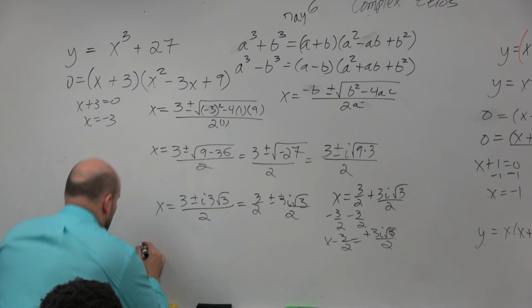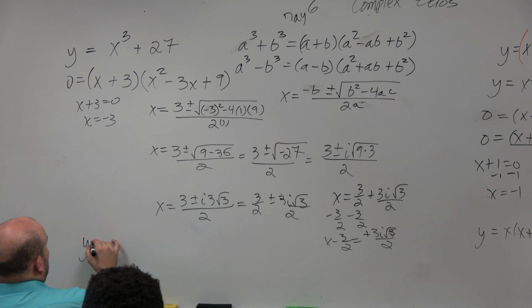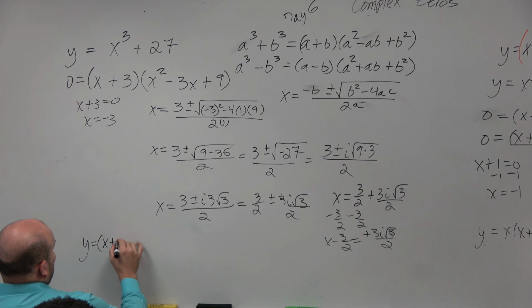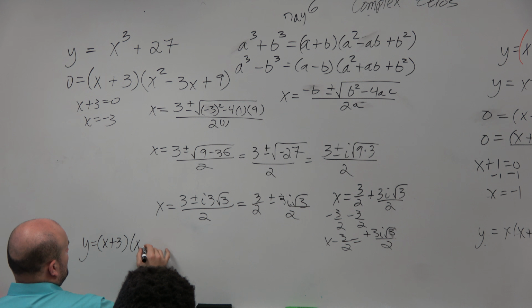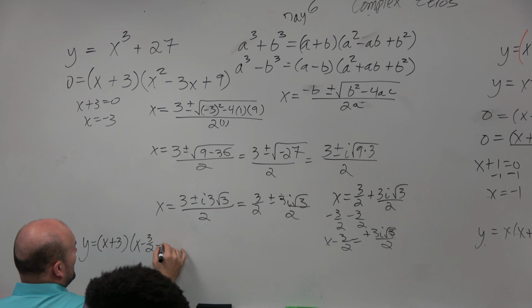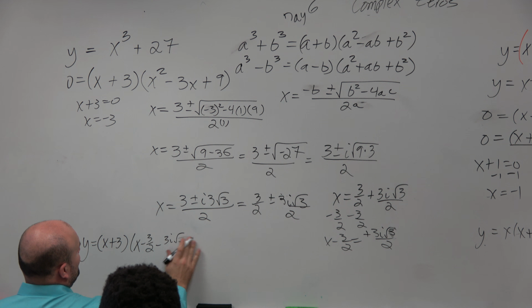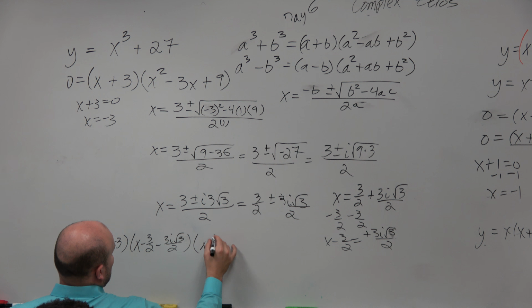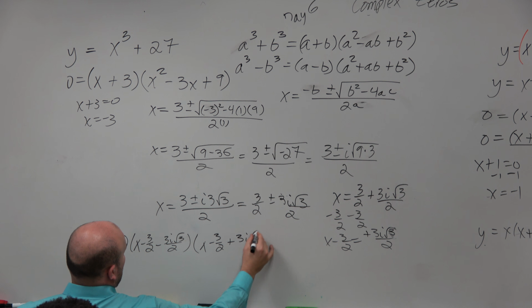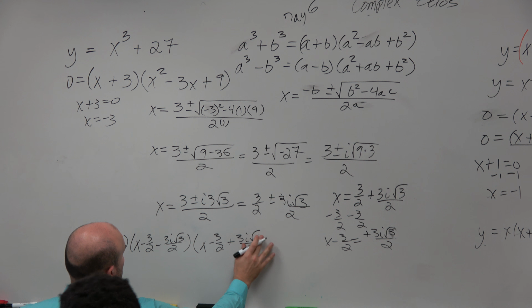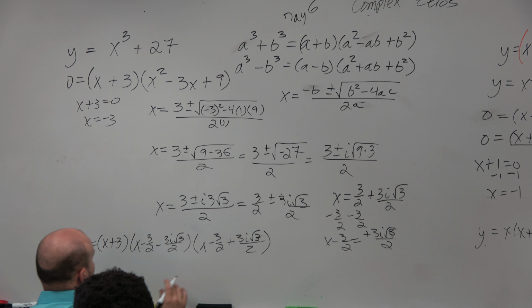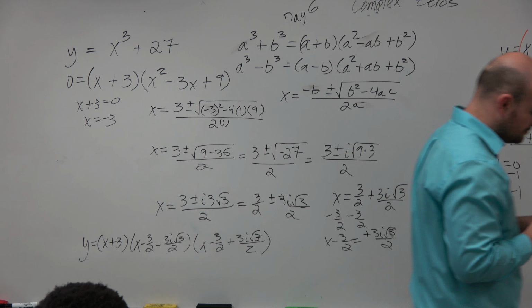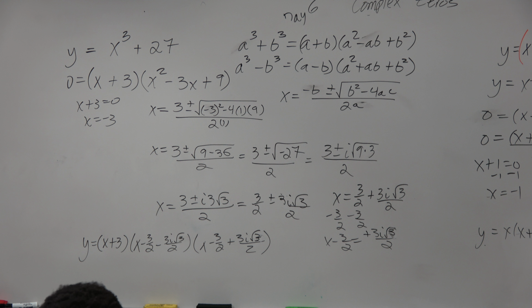But if I said, hey, give me the linear factorization, you would have x plus 3 times x minus 3/2 minus 3i square root of 3 over 2, times x minus 3/2 plus 3i square root of 3 over 2. Okay, that's not the essential thing, guys, that you're going to have to be writing.